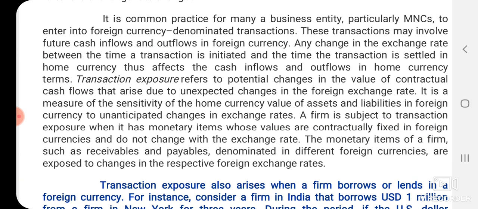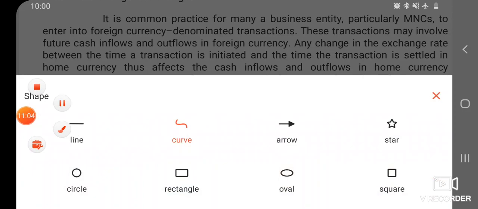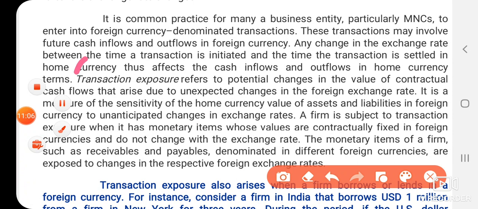Transaction exposure refers to the potential changes in the value of contractual cash flows that arise due to unexpected changes in the foreign exchange rate. It is the measure of sensitivity of the home currency value of assets and liabilities in foreign currency, because unanticipated changes have occurred in exchange rates.